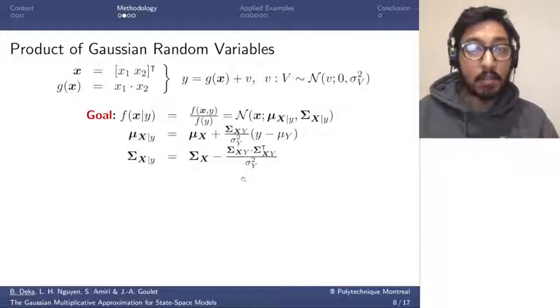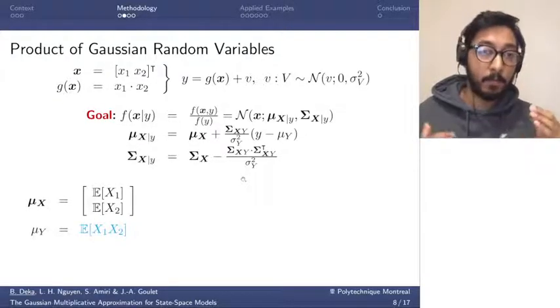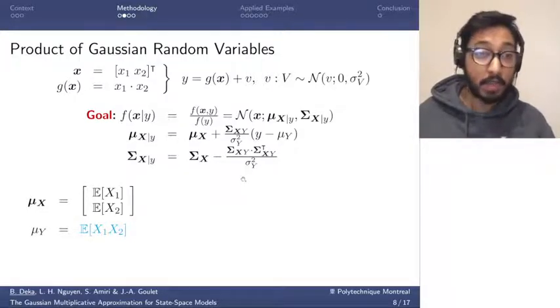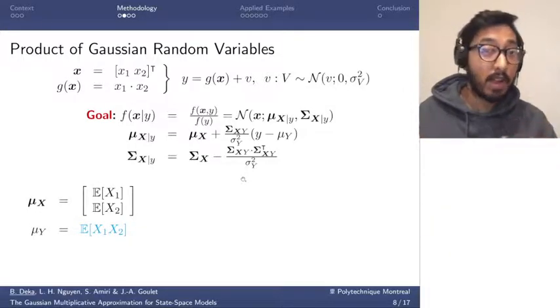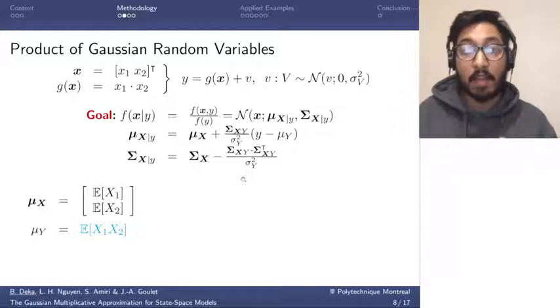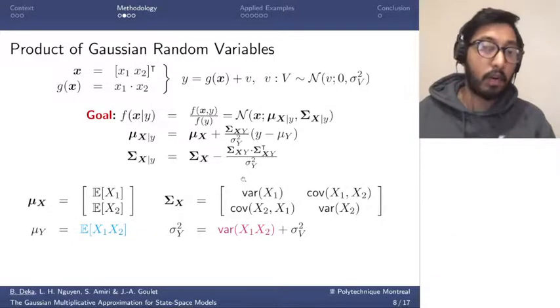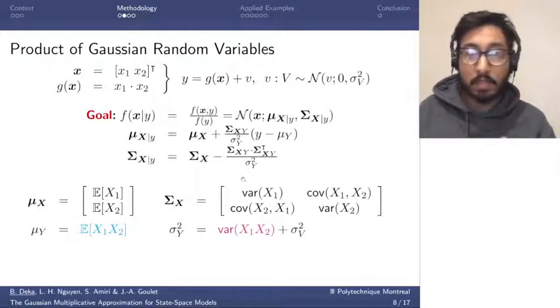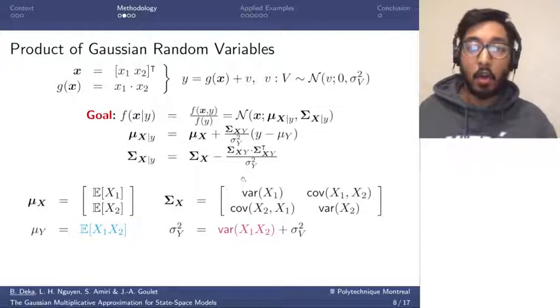Now let's look at the elements using which we can obtain these posterior moments. So we have mu of x, which will be given by the vector of expected value of x1 and expected value of x2. And we have mu of y, which is expected value of x1 times x2. This is where the nonlinear function comes in, and we'll see how we can find this moment. Again, for the covariance matrix for x, we have the variance of x1 and variance of x2 on the diagonal, and on the off diagonal we have the covariance between x1 and x2. We do not have any nonlinear function here, and we can obtain these terms. There is no roadblock for this.